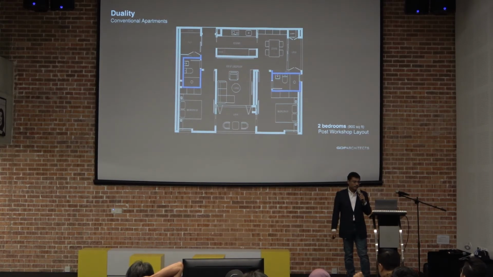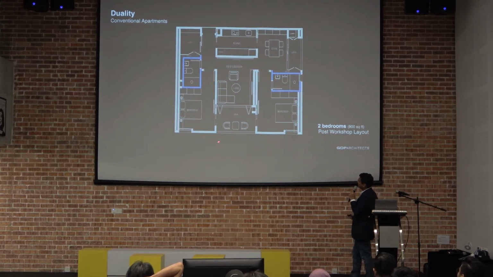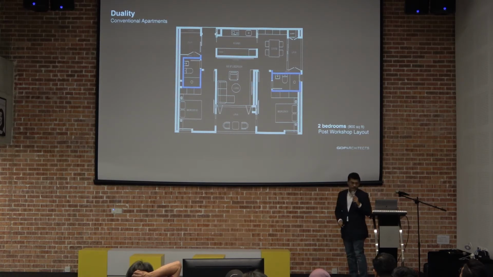A 2-bedroom unit also has a similar idea, and in terms of openings, light and ventilation, we have all the units to have both sides fenestration.